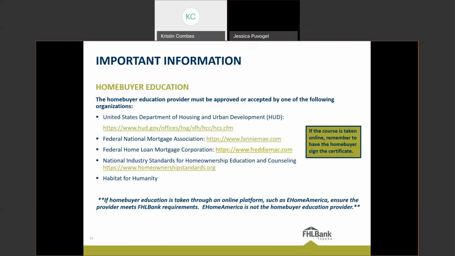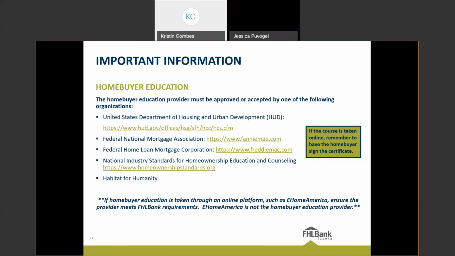Links to these websites are available on the Education tab of the HSP public website, as well as in the 2021 HSP User Guide. Fannie's Framework and Freddie's Credit Smart are Fannie and Freddie courses, therefore approved by Fannie and Freddie, so we will accept them. On the HUD and National Industry Standards websites, you can enter the state and they will provide approved providers in that state.